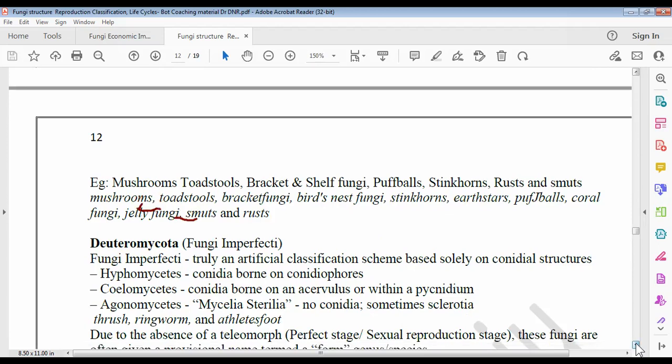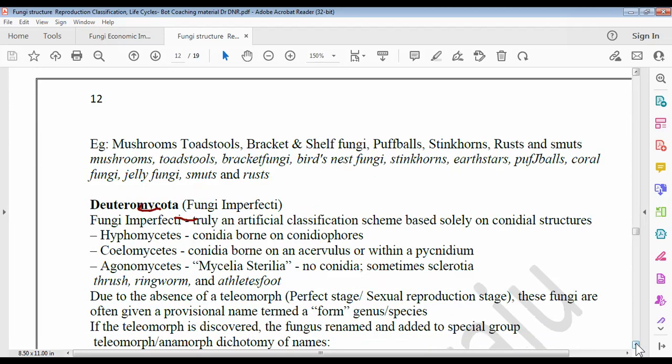Okay, toadstools, footballs, rust and smuts. These questions are also asked. Rust is called rust disease. Smuts. What is the difference between rust and smut? Rust disease is caused by Uredinales fungi. Smut disease is caused by Ustilaginales fungi. This is also most important. Smut means black powdery.